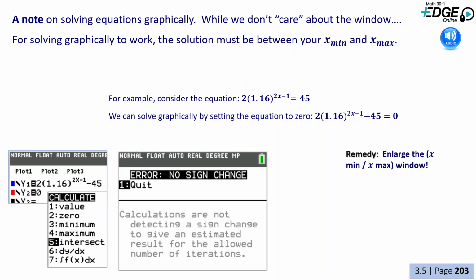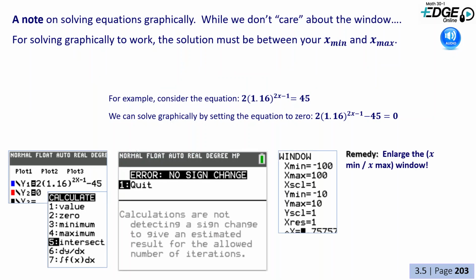So the remedy, just make your x and your y bigger. Make it negative 100 and positive 100. You could have made it negative 1,000 and positive 1,000. It wouldn't actually matter. You just need to make sure it's big enough that your solution is going to fall within that window.